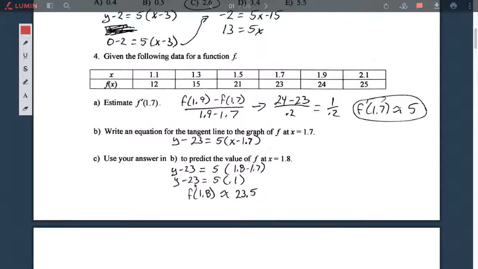So I have y minus 23 equals 0.5. So 23 plus 0.5 gives me 23.5. So my estimation for a y value at 1.8 is 23.5. Okay. And if you look up here, 1.8 is in here. It's doable that my estimation could be 23.5.